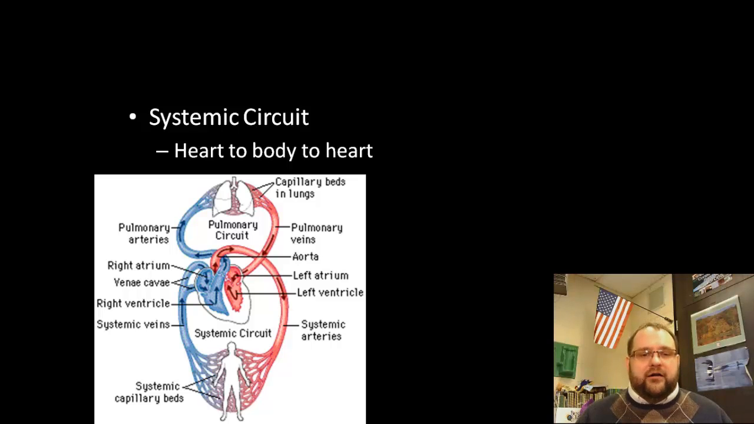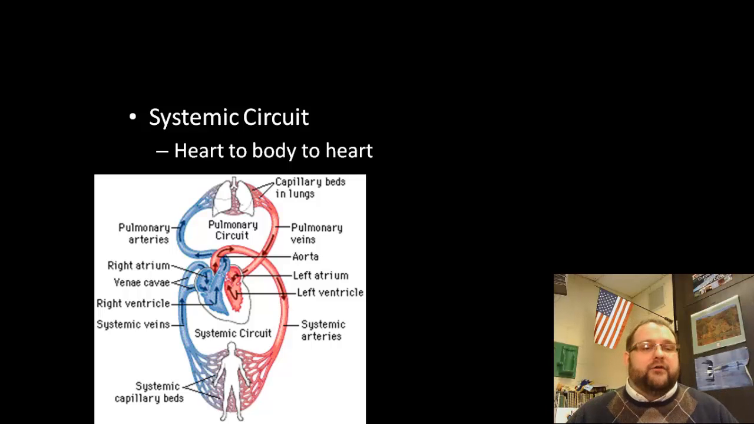The other circuit that we're familiar with is what's called the systemic circuit. In the systemic circuit, we're pumping from heart out to the body and then back to the heart. We're going to take that oxygen-rich blood that we just got from our lungs in the pulmonary circuit, and we're going to pump it to our body, everywhere. Our head, our feet, our arms, our extremities. We're going to pump it out, and there it's going to drop off its oxygen, and then it's going to travel back to the heart where it enters the pulmonary circuit. So the systemic circuit goes from heart to body to heart. The pulmonary circuit goes from heart to lungs to heart.